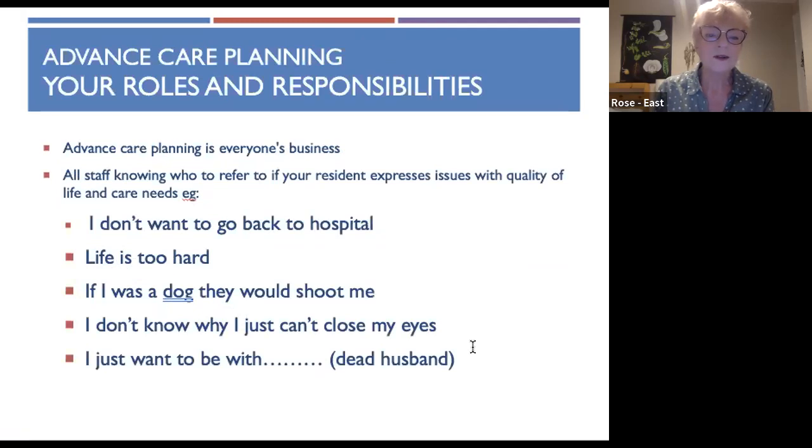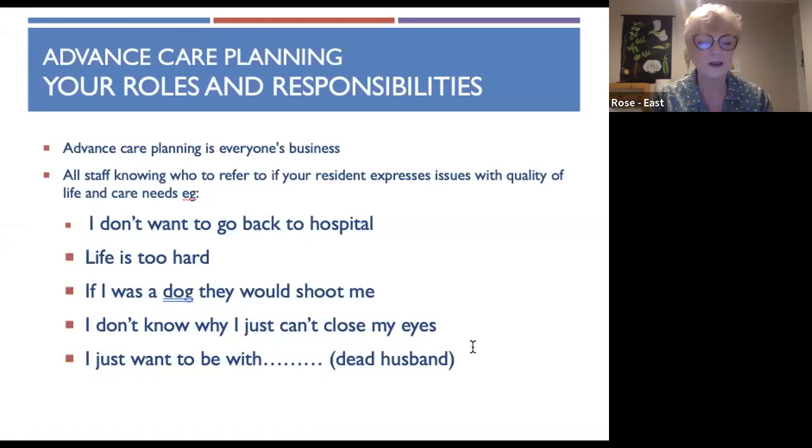So your roles and responsibilities: advance care planning is everyone's business. Have I said that before? The ideal would be that all staff know how to conduct an advance care planning session with the resident and their families, and that we pick up on cues when they're saying things like, I don't want to go back to hospital again. Oh, that was awful. And we're hearing that a lot.